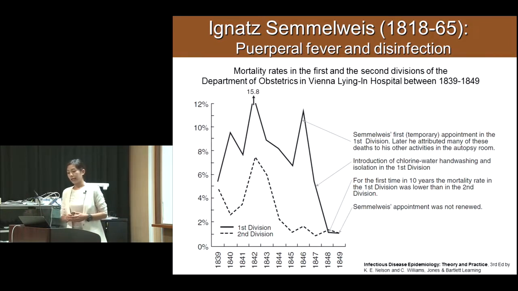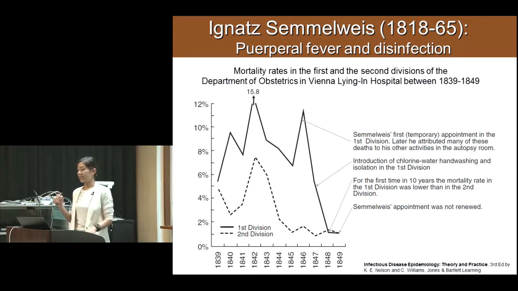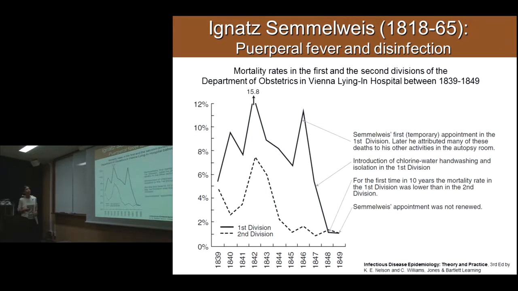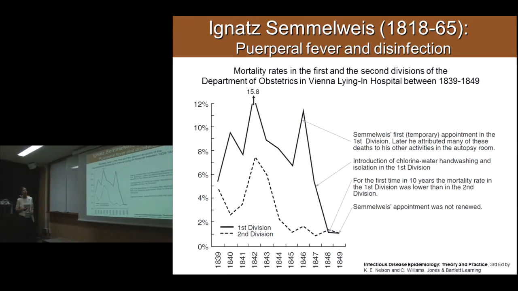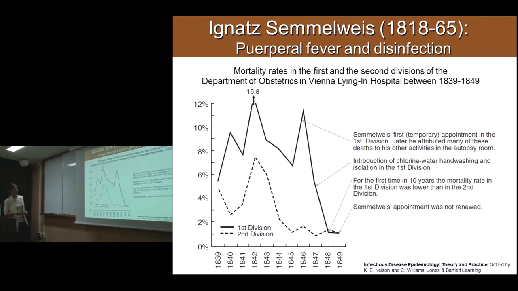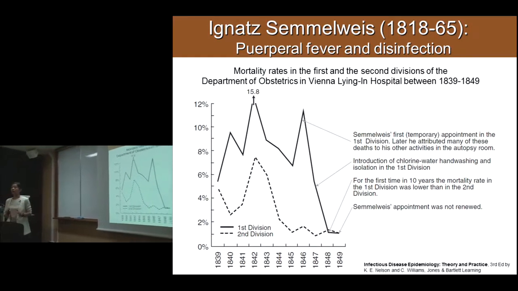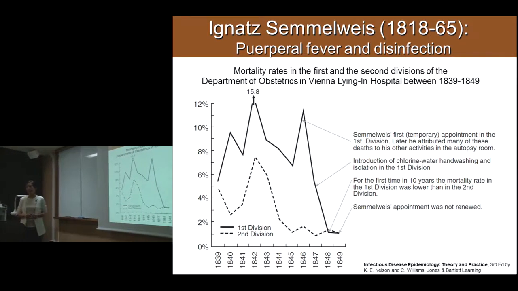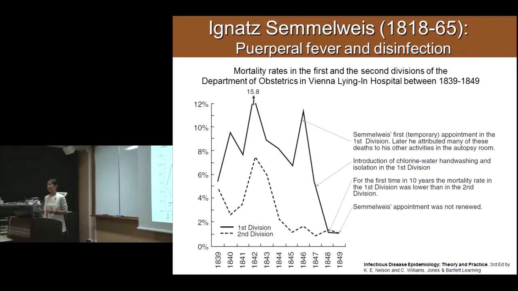So Semmelweis, a Hungarian physician, was the pioneer in sterile surgical practices. As shown in this figure, the mortality rates in the first and the second division of the Department of Obstetrics in a Vienna hospital between 1839 and 1849. Semmelweis was appointed to the first division in 1846. The first division had only medical students and physicians, while the second division, as shown in the dotted line, had mostly midwives.